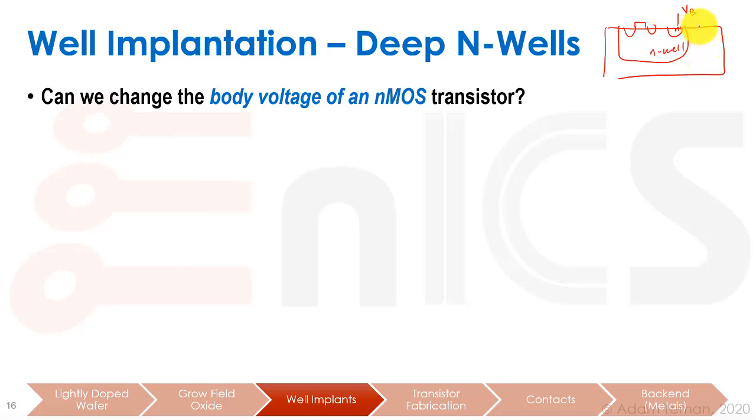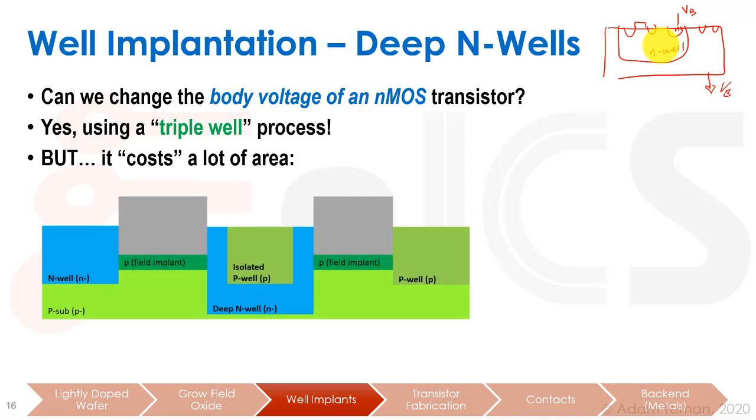We couldn't do the same thing with the NMOSs because the NMOSs are inside the substrate, which is grounded. And if we change the body voltage here, if we put some sort of VB, it's going to happen to all of the transistors and not only the ones that are isolated inside the N well like here. But what if we still want to change the body voltage of an NMOS transistor? And we can. We use a triple well process. So it does cost a lot of area, but it is very doable.